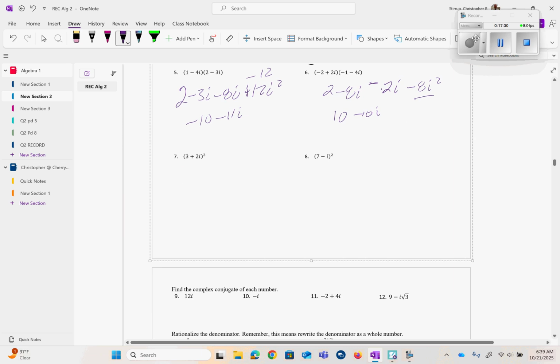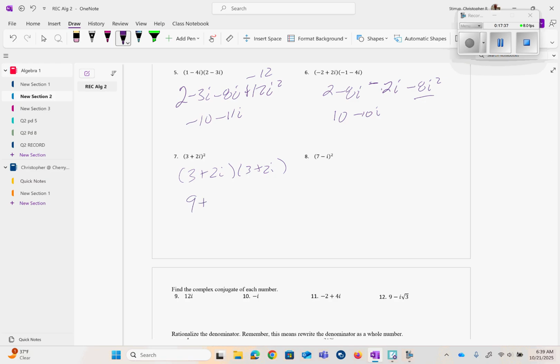All right, if we multiply this out, this is going to be 3 plus 2i times 3 plus 2i. Go ahead and FOIL that out. That's going to give me 9 plus 6i plus 6i plus 4i squared. 4i squared is negative 4, so 9 minus 4 is 5 plus 12i. Go ahead and FOIL this one out, write it twice. That's going to give me 49 minus 7i plus i squared. i squared is negative 1, so that's going to give me 48 minus 14i.